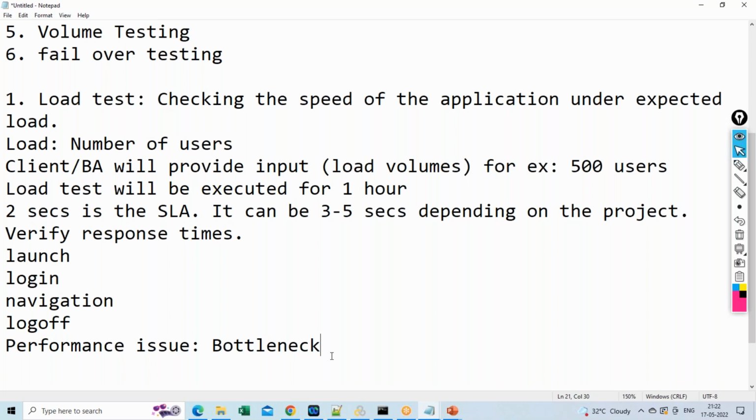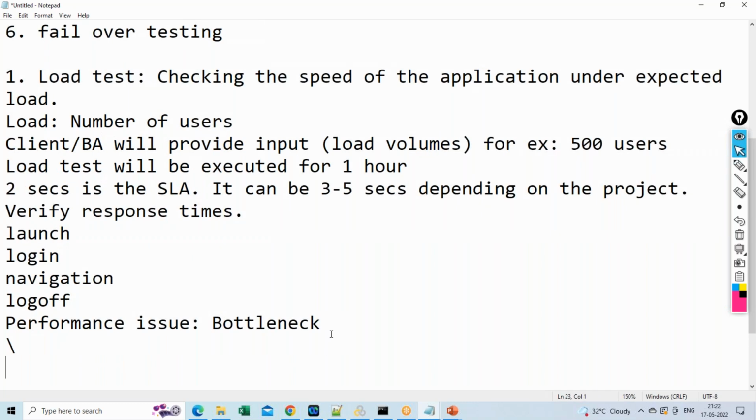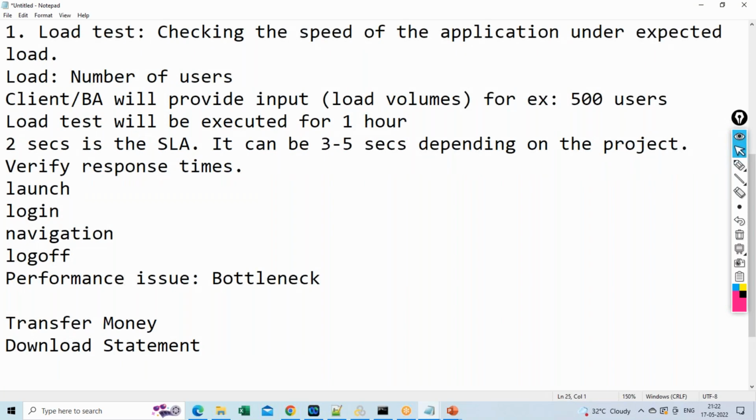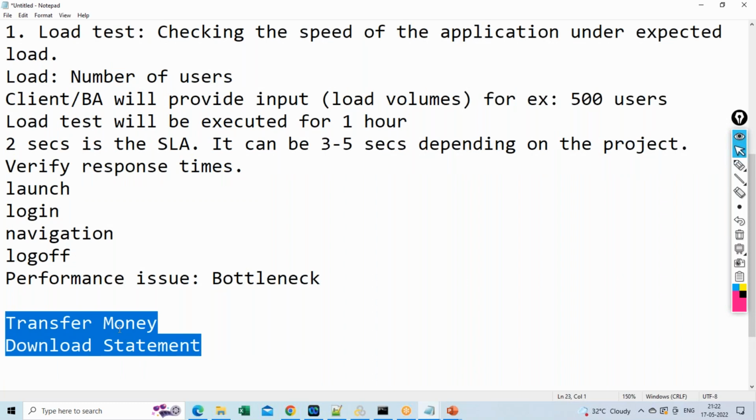Do you have any questions with respect to the load test? Did you guys understand what we are exactly doing as part of the load test? So we will have some scenarios. Let's consider a bank application. For a bank application, what are the most critical scenarios? Like what we discussed yesterday, transferring money from one account to another account is one of the critical scenarios. Downloading a bank statement is another critical scenario. These scenarios we will be testing as part of the load test. I'm just taking a bank application as an example.